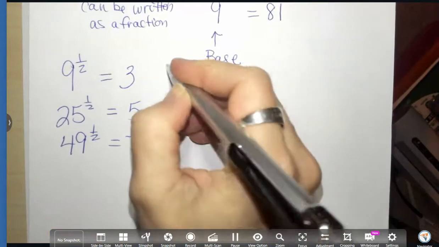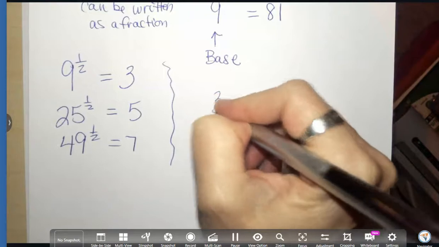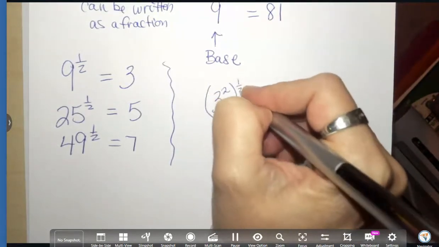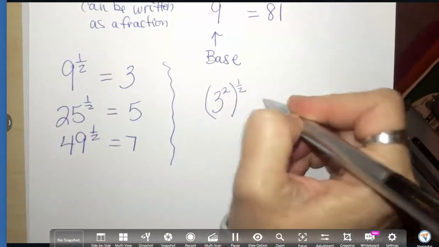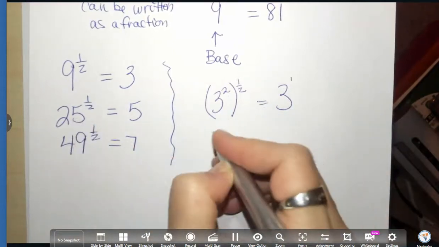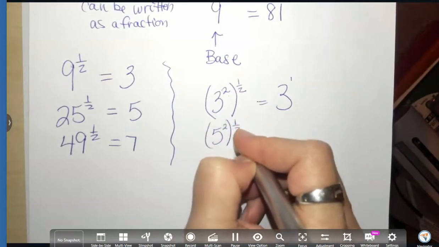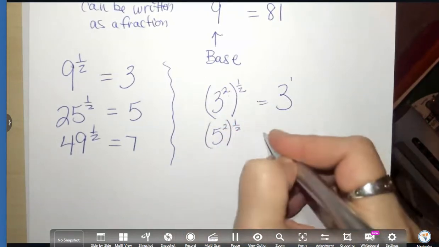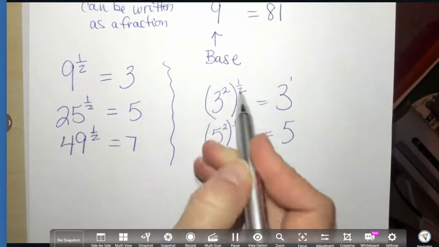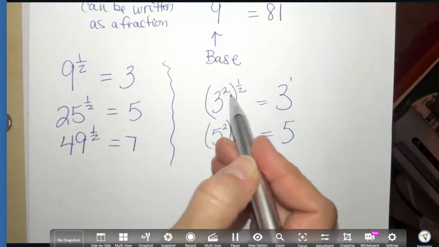So if we think about the reasoning behind this, well, 9 is the same as 3 squared. And if I'm raising 3 squared to the 1/2 power, 2 times 1/2 is just equal to 3 to the 1st. 25 is the same thing as 5 squared. Well, 5 squared raised to the 1/2 power, 2 times 1/2, is just equal to 1, or it's equal to 5. So that's kind of the reasoning why the 1/2 power undoes the square.